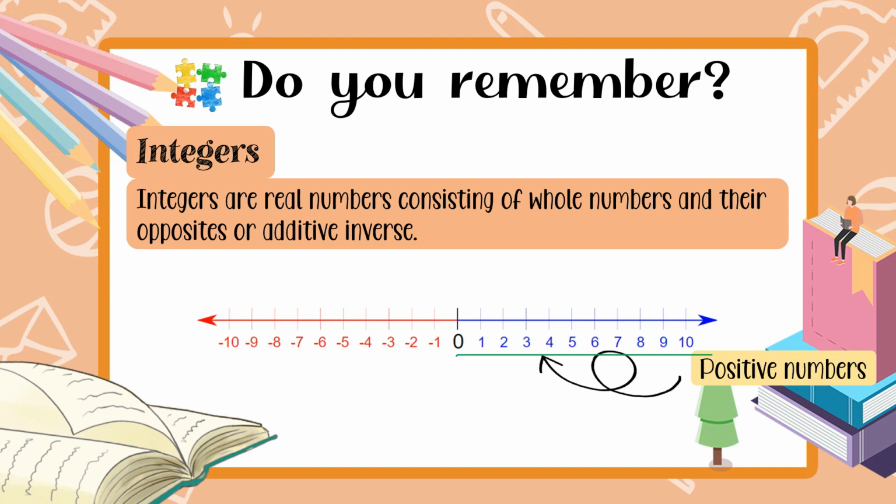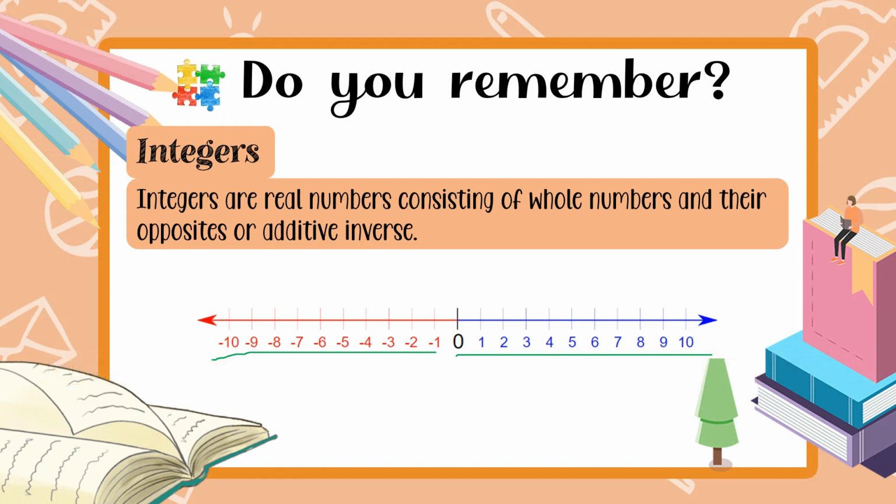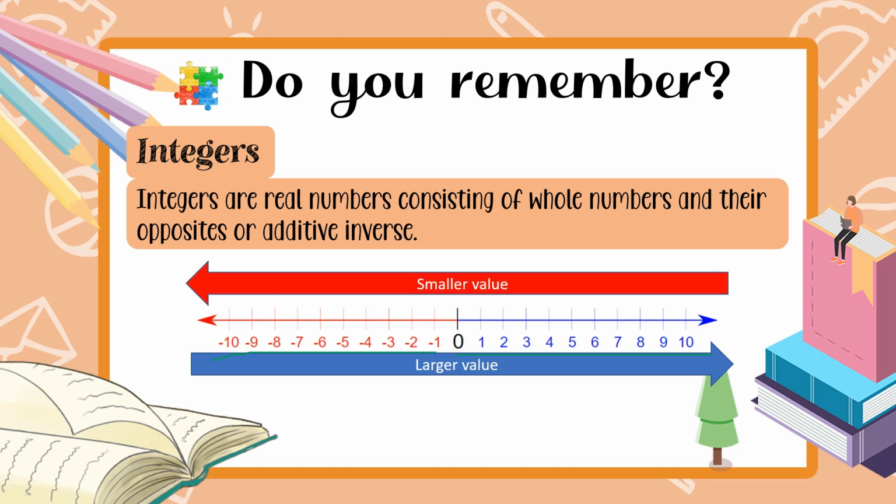Ito namang part na to, on the other side, is the opposites of the positive numbers, which is also called the negative numbers. And as you go papuntang right side, the values are larger. Mas malalaki yung values on the right side. Kapag naman papunta ka ng left, the values are smaller.